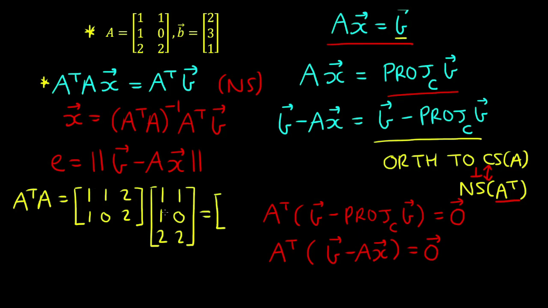So we have 1, 2 plus 4 is 6, and then 1 plus 0 plus 4 is 5, 1 plus 0 plus 4 is 5, and 1 plus 0 plus 4 is 5.